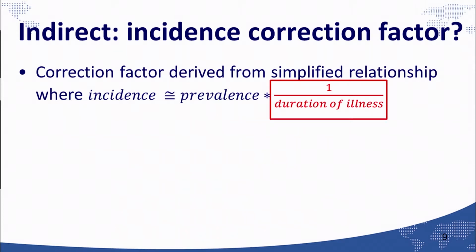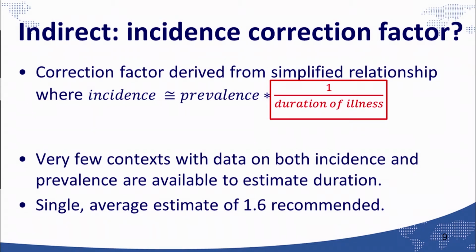So how do we get an estimate of this correction factor? Ideally, we would have data on both prevalence and incidence from the same setting, and we could use both to directly calculate the term we're looking for in red. But as you can imagine, there's not many settings in which both prevalence and incidence data are available.